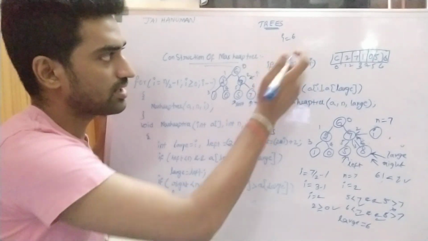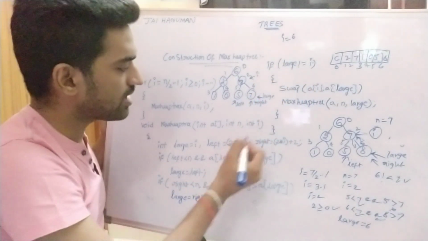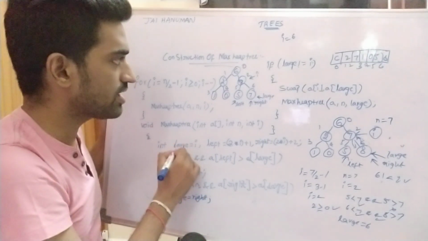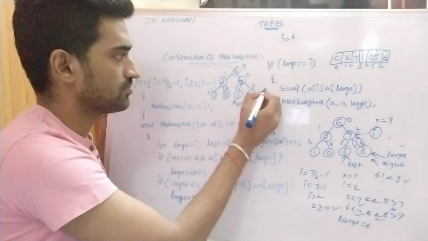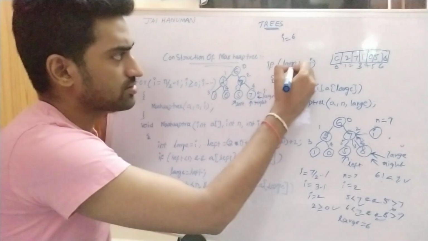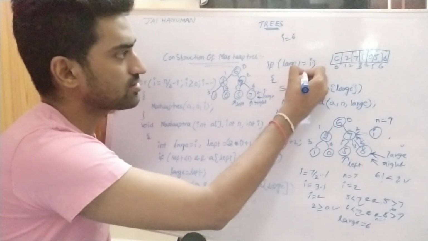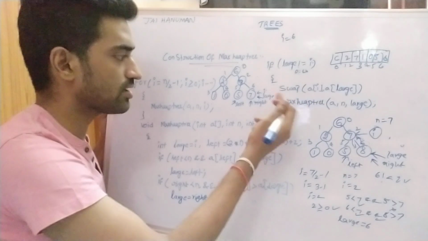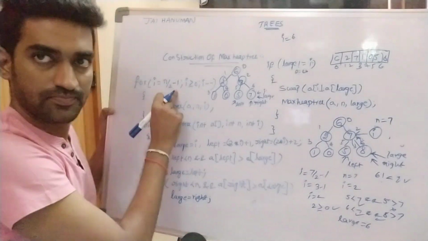So large not equal to I. So what is the large value? 6. What is the I value? So here we can set I value is 6, right? So now I value becomes this one, right? So here large is equal to I, 6 not equal to 6. Condition is failure, so that's why we cannot call the process. So the control will be passed to this one.